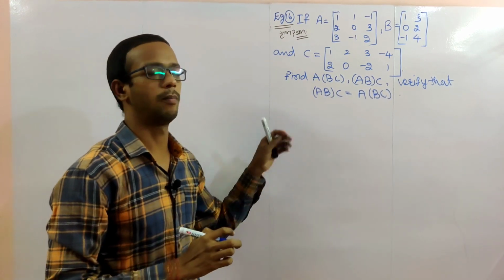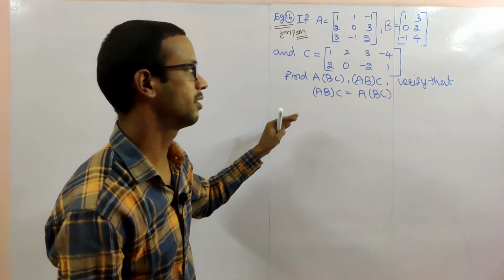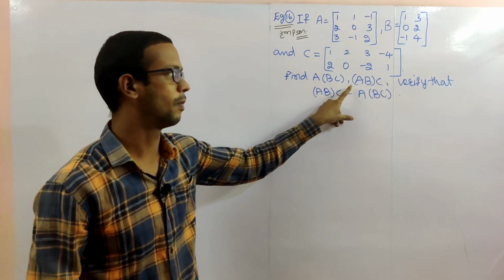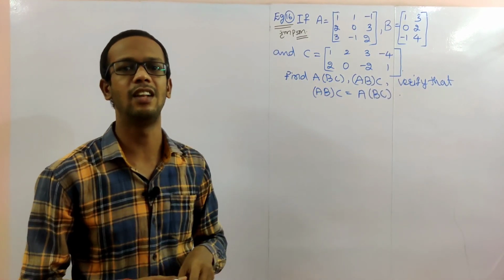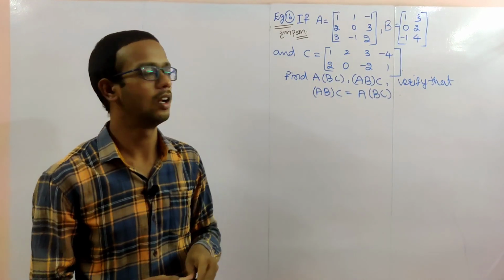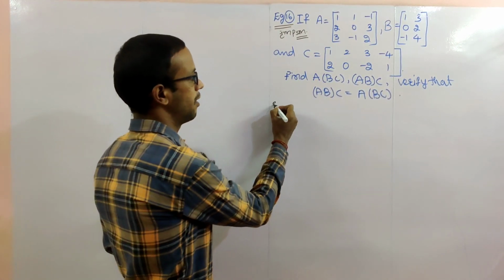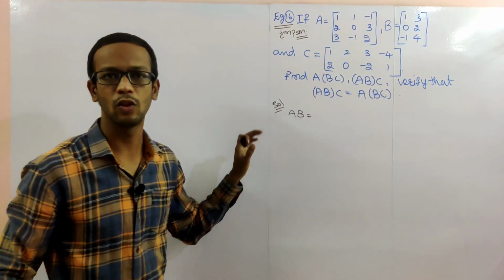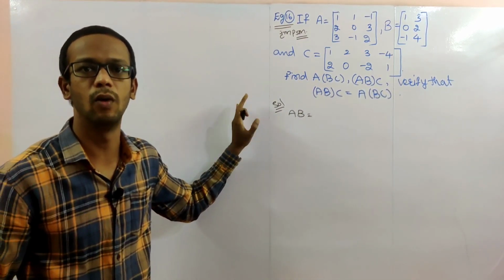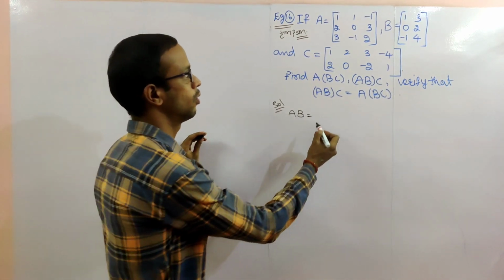For this purpose, first of all, we have to finish the brackets, that is, we have to multiply. First I'll find AB, next BC, and for the remaining values we will make the comparison. So this is a very important 5 marks question. First I'll find AB. We know the A matrix and the B matrix, so we have to use matrix multiplication here.